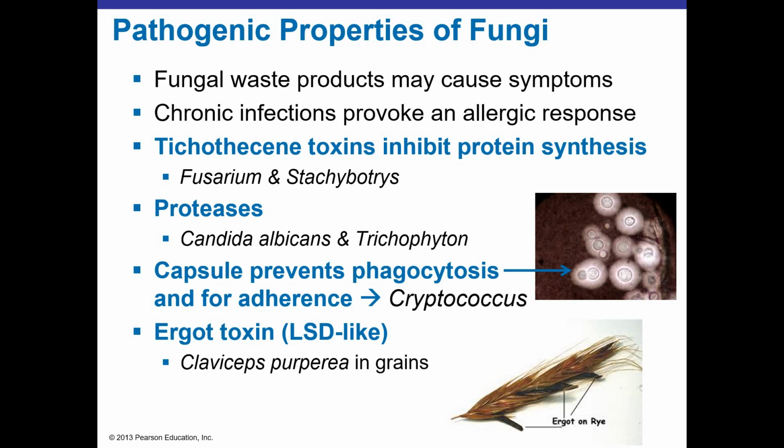Other toxins may not necessarily be ones that are particularly damaging to cells, but things like ergotoxin cause an LSD-like toxin that is a hallucinogenic. Claviceps is one of the causative agents, and you see in the picture what is referred to as ergot on rye. We always want to screen for these products as they come to market.